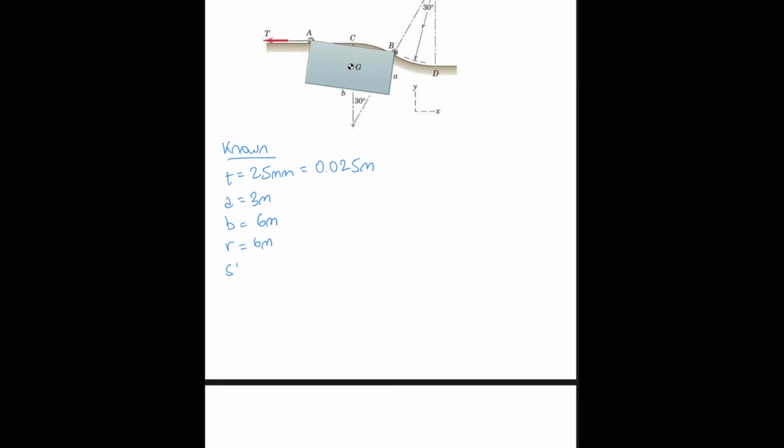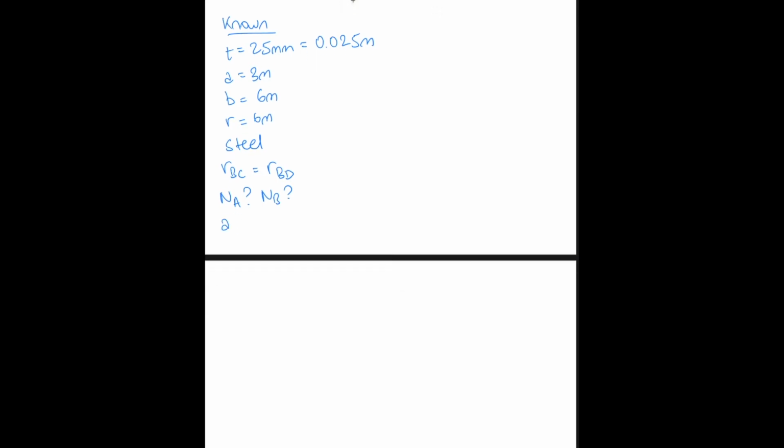We know that A is 3 meters, B is 6 meters, and R is 6 meters. We know that it's made out of steel, and that RBC is equal to RBD. And we want to find the reaction force at A and at B. We want to find the vector acceleration at center G.